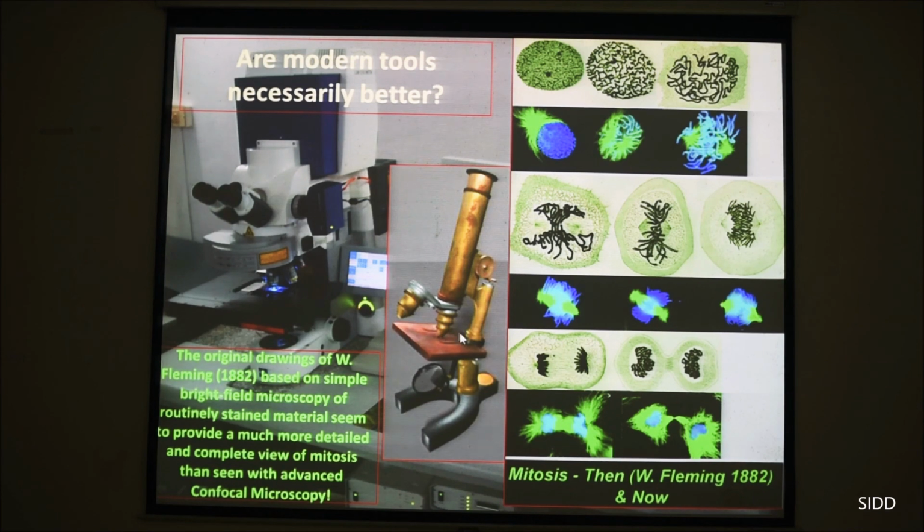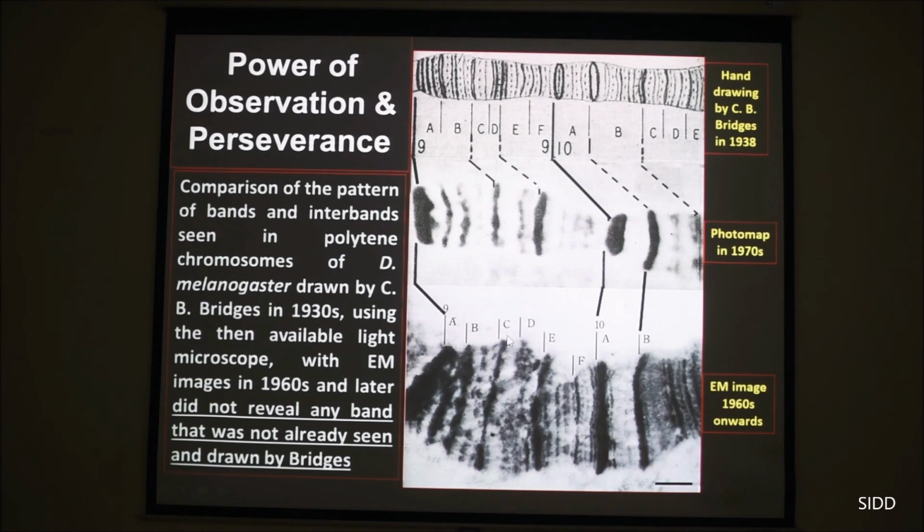The reason I show you this is that this is where lies the importance: what you can observe, how you can observe, and what kind of perseverance you have. I'll give you more examples of this kind. For the polytene chromosomes, this line drawing was drawn by Bridges, same Bridges, C.B. Bridges, who discovered nondisjunction, the great man.